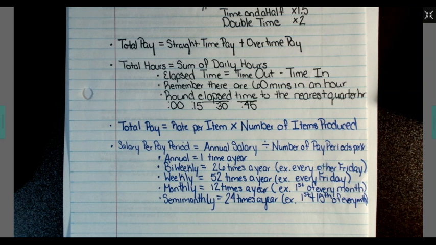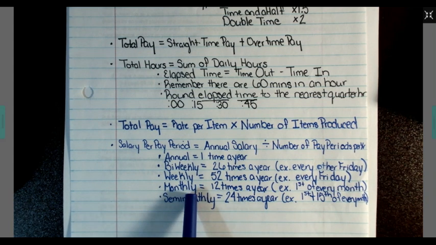Now again, salary is what happens when we have a fixed amount of money being earned on a regular basis. For instance, I get paid a salary. Regardless of whether I'm here or not, I'm going to get paid the same amount each time. And as a teacher, I get paid once a month. So I get paid what we call monthly.